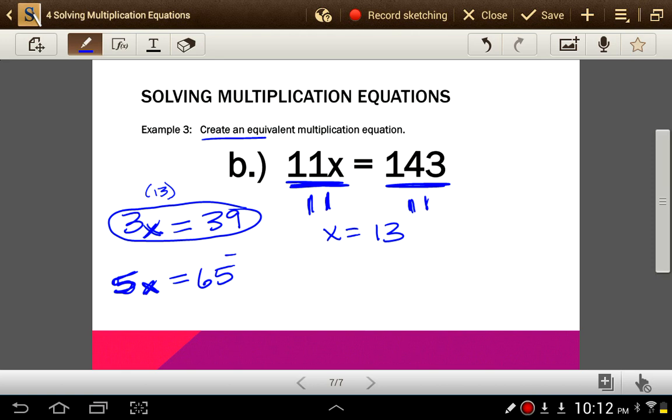5x equals 65. You can always check your answers by dividing both sides by the number in front of the variable, which is called the coefficient. Again, we'll go over that more later. Okay, and that is how you solve multiplication equations.